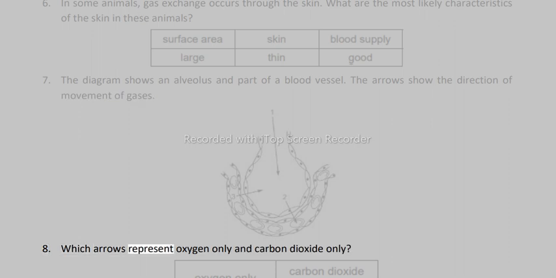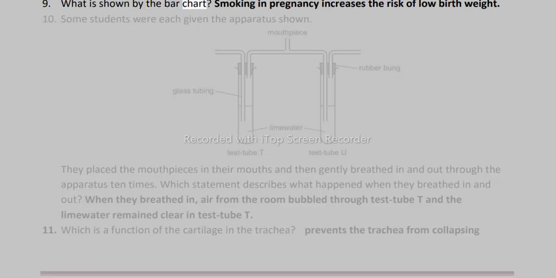8. Which arrows represent oxygen only and carbon dioxide only? 9. What is shown by the bar chart? Smoking in pregnancy increases the risk of low birth weight.